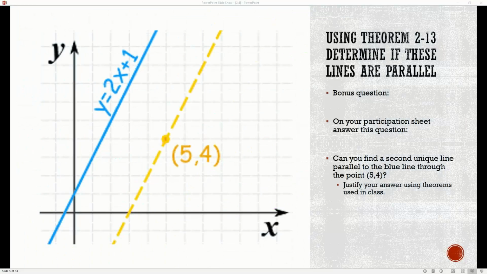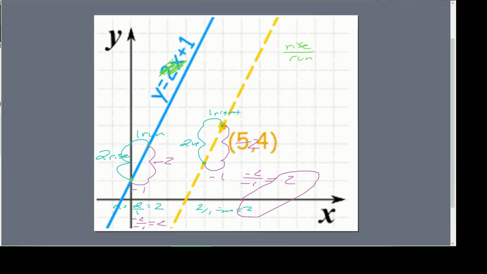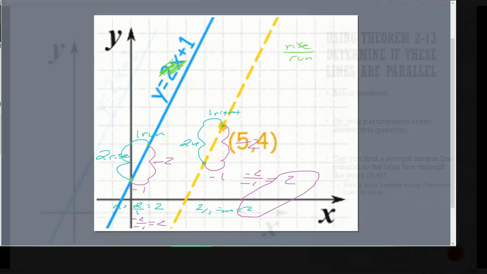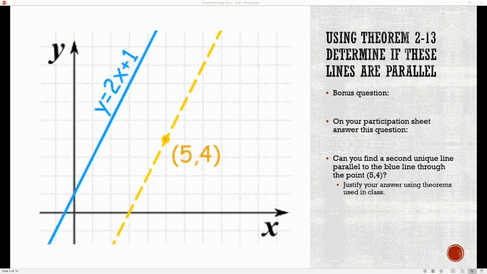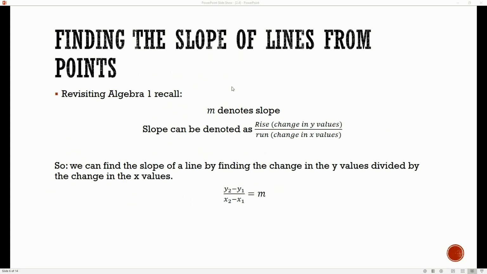So what I'm looking forward to now is, can you find a second line that runs through this point (5, 4)? It's right here. That's also parallel to the blue line. I think we're going to have a good time with this one. I'm looking forward to seeing what you guys find.